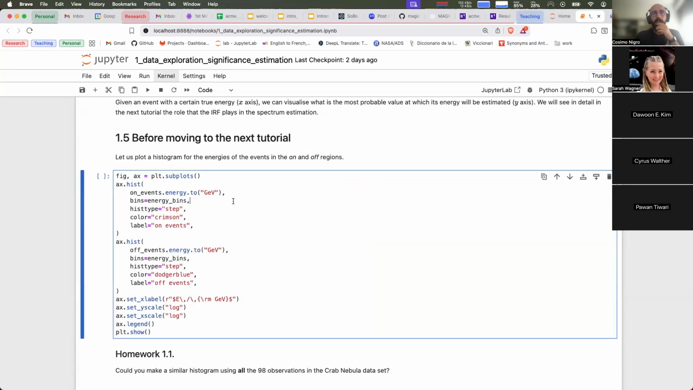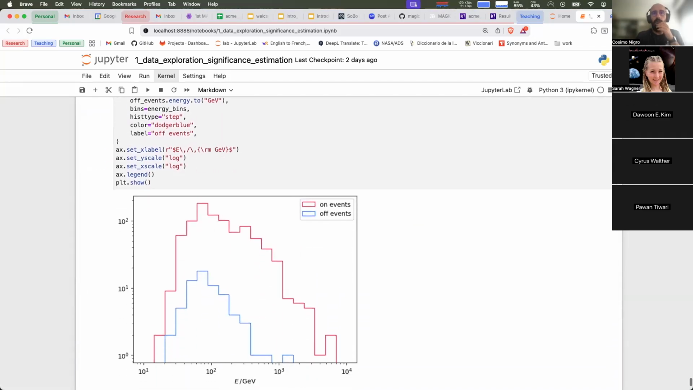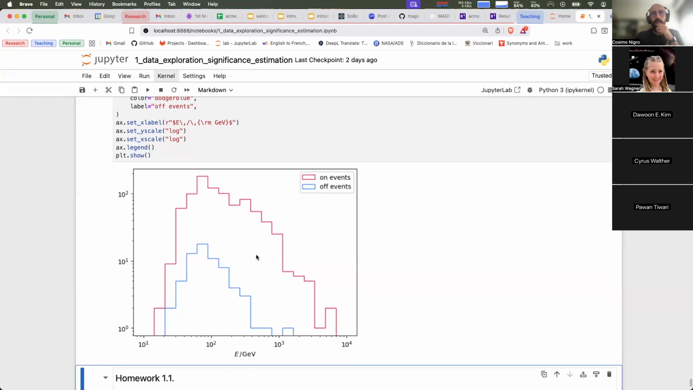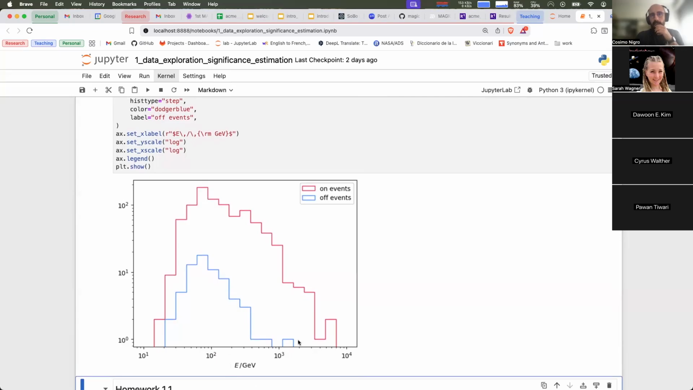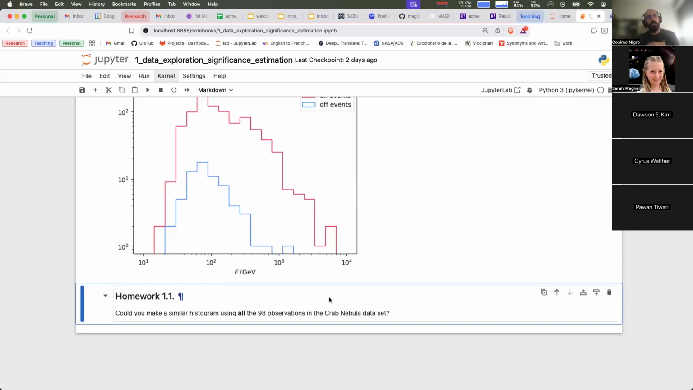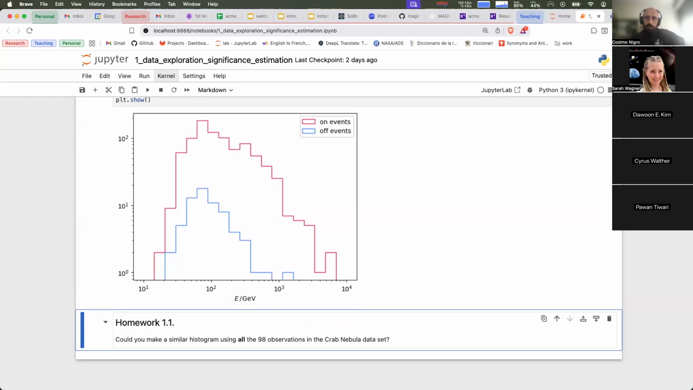The last thing that I wanted you to do is to plot the histogram of the on and off events versus energy. So these are all the events in the on region and all the events in the off region, histogrammed as a function of the energy. And we will see in the next tutorial how we will use these two distributions to estimate the spectrum. Then I gave you the homework of making a similar histogram.